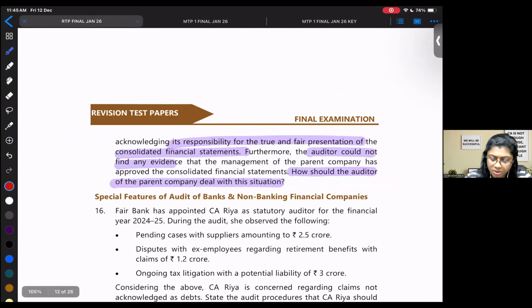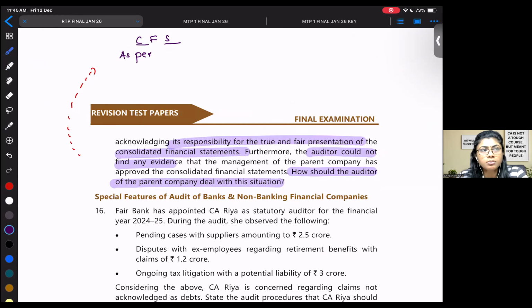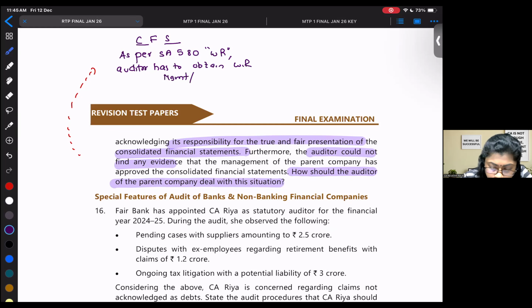Okay. So what will you write? How will you present or what will you write in this answer? Can someone support me? So how will you start? You can put a heading: consolidated financial statements audit. Then as per which SA is relevant here? SA 580, written representation. The auditor has to obtain written representation from whom? Management, TCWG as appropriate. This written representation should acknowledge what? Responsibility of whom? Responsibility for the FS, whether it shows a true and fair view.